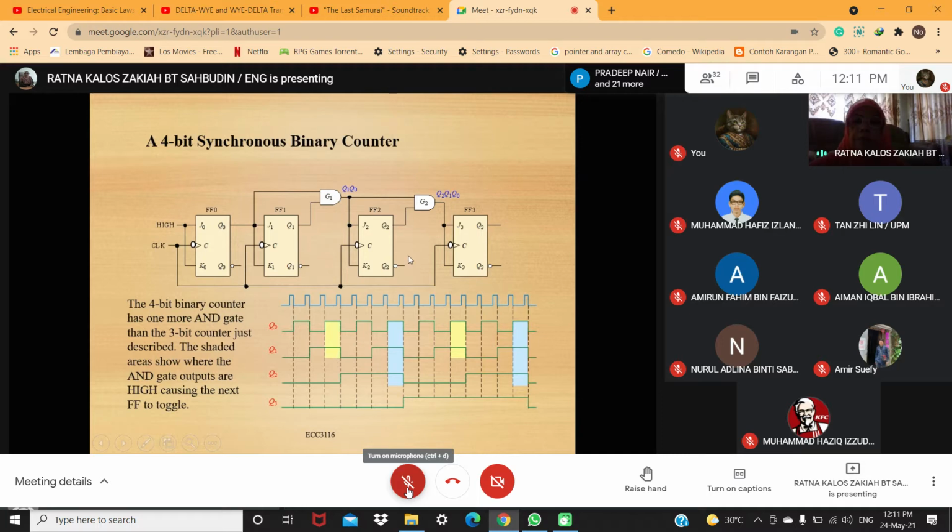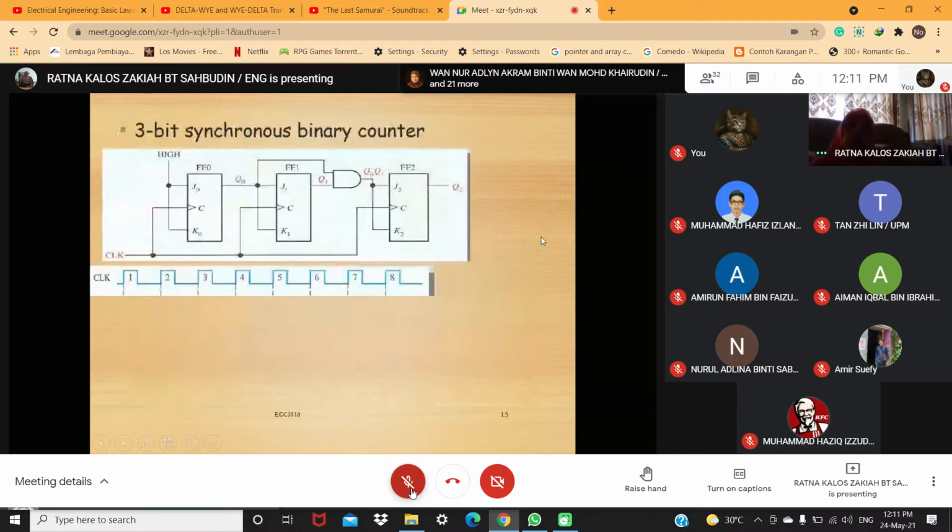Both high. Okay, and then also here, this is Q2, Q1, and Q0 high. So at this point and this point, this is where it is high. So you look at here. This is the point where it toggles, when this is high. Okay, this is a 3-bit synchronous binary counter.